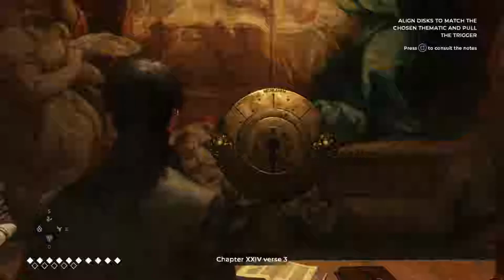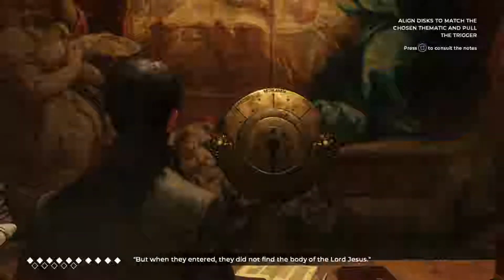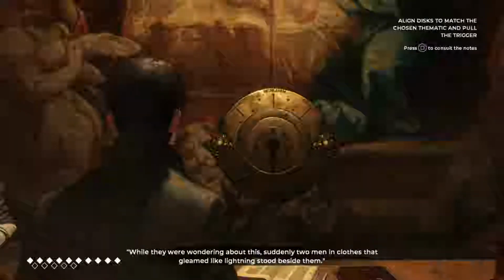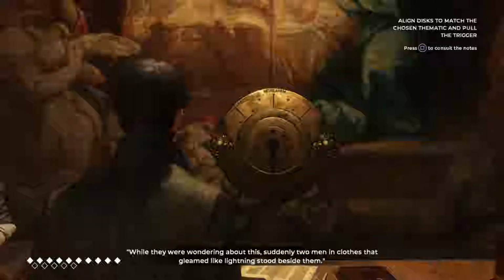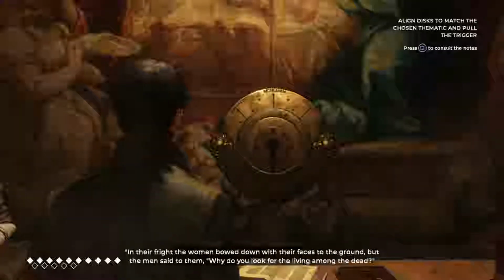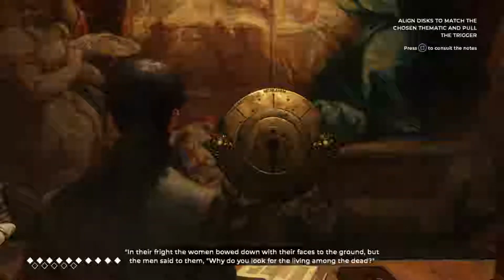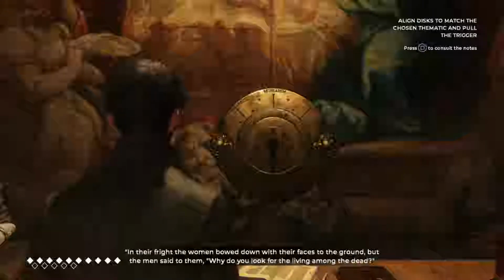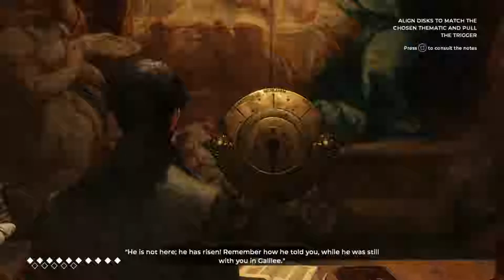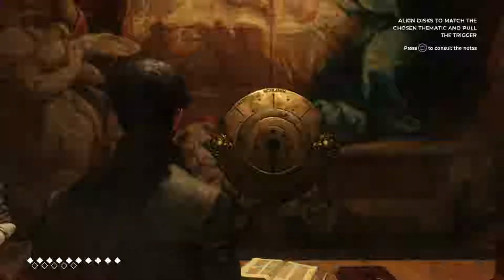Chapter 24, verse 3. But when they entered, they did not find the body of the Lord Jesus. While they were wondering about this, suddenly 2 men in clothes that gleamed like lightning stood beside them. In their fright, the women bowed down with their faces to the ground. But the men said to them, "Why do you look for the living among the dead? He is not here. He has risen. Remember how he told you while he was still with you in Galilee."